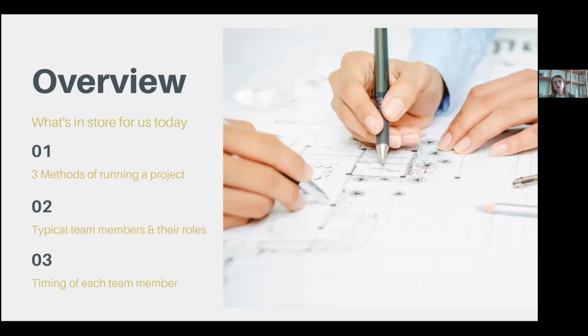An overview of what we're going to look at today. So the first thing I want to look at is the 3 methods of running a project. So what are the types of projects that are out there, and what's the description of them, some pros and cons of each? The second thing is, what are typical team members in a project and what are their roles? And then third, when does each of those team members come onto the project? And when should you be connecting with them? So let's start with number 1.